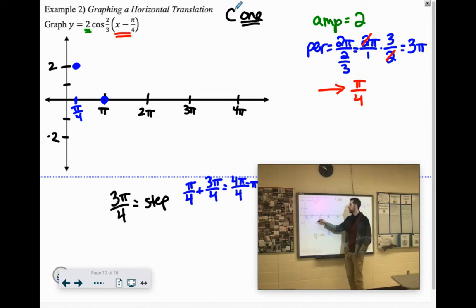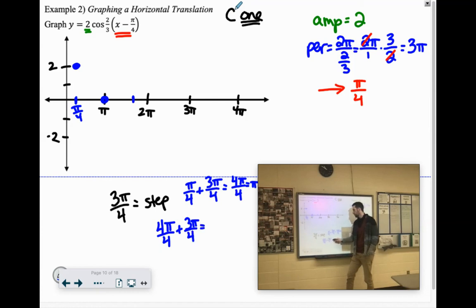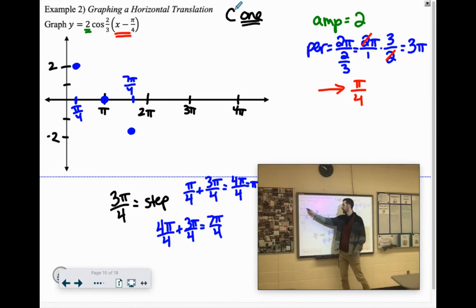And then it's going to dip down to -2, but we're going to have to add 3/4 of a pi to that. So if we had pi plus 3/4 of a pi, that would be about here. Here's another 3/4. So we have 4 pi over 4 plus another 3 pi over 4, which will give us 7 pi over 4 for our label. 7 pi over 4. I'll write it above, just because my dot is going to be down here. Okay, so we've got the down curve of it.